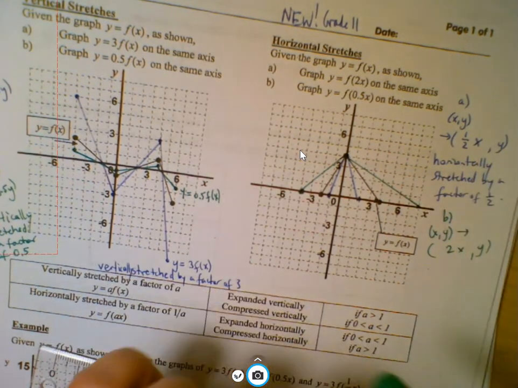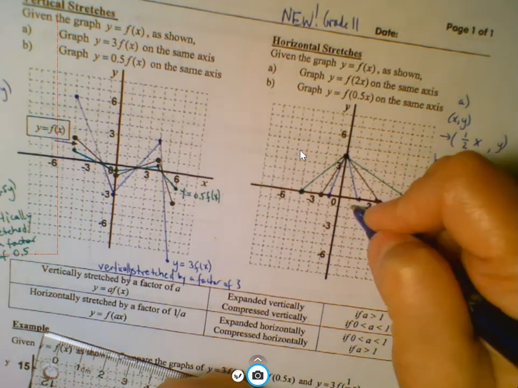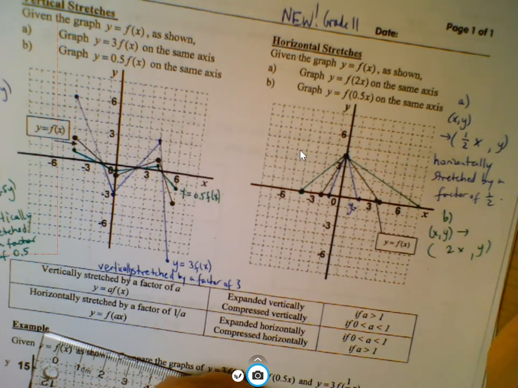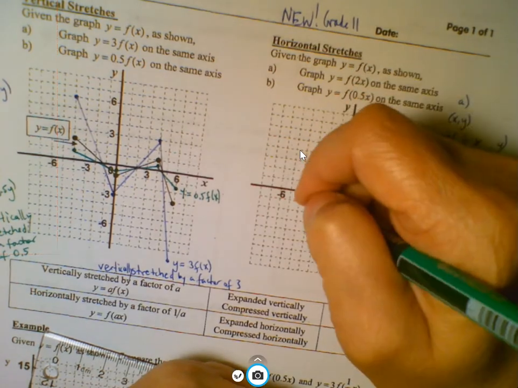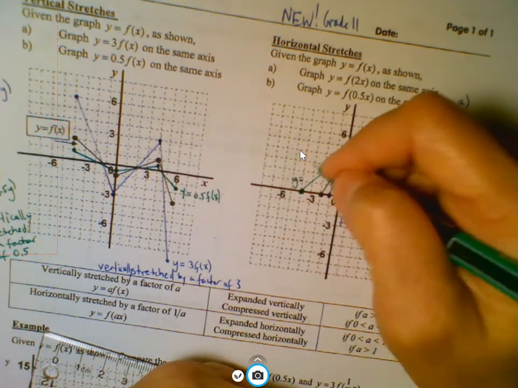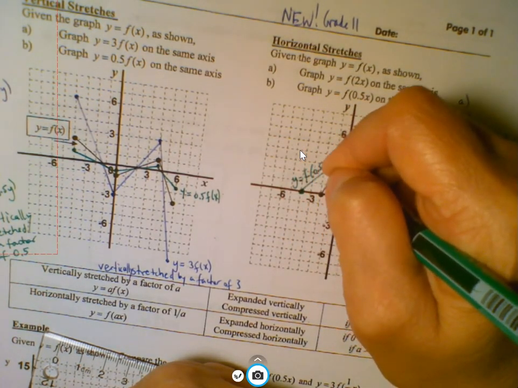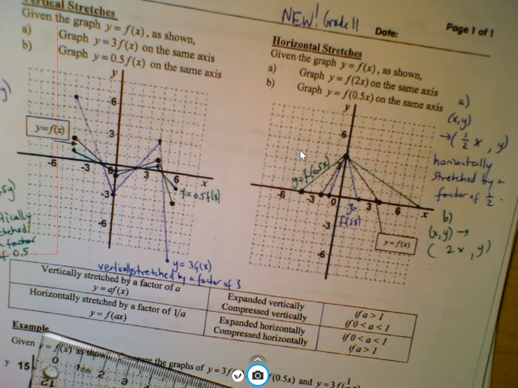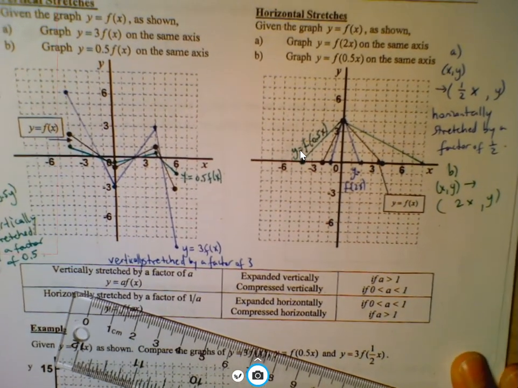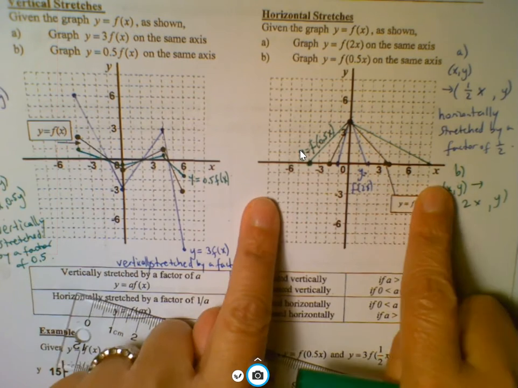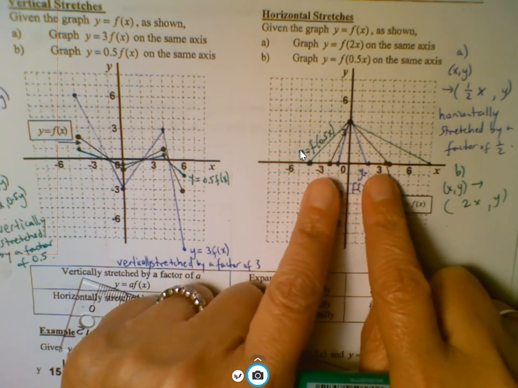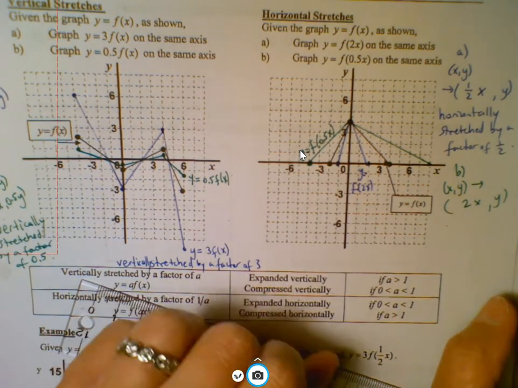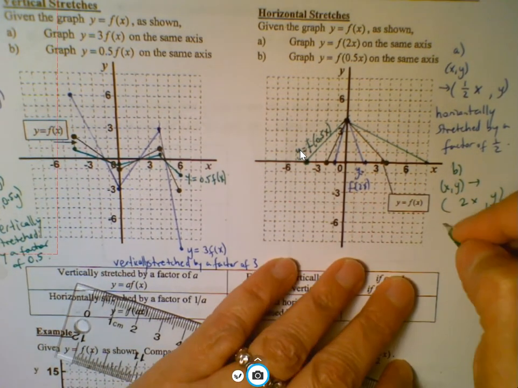Okay, let's label these two equations. So this is y equals f of 2x. My new one is y equals f of 0.5x. Right? And my new one looks like it has been stretched bigger horizontally, whereas my first one looks like it was compressed horizontally. But in both cases, we're always saying stretched.